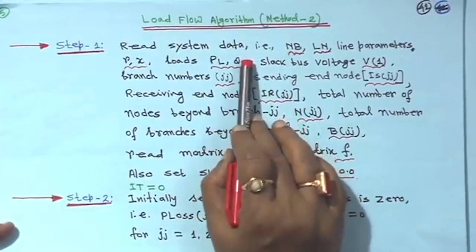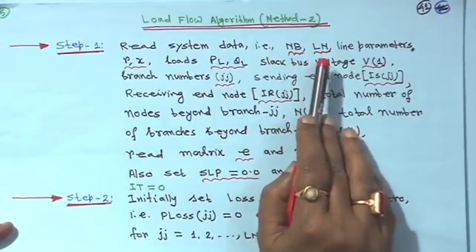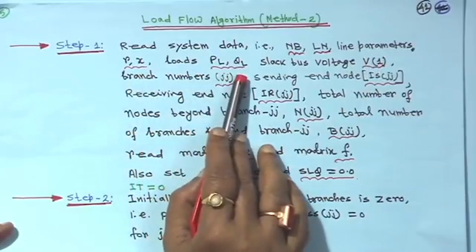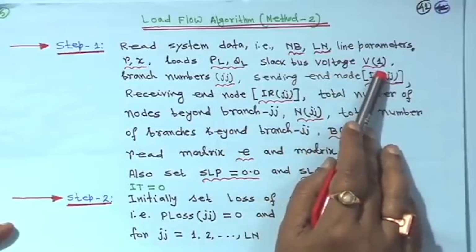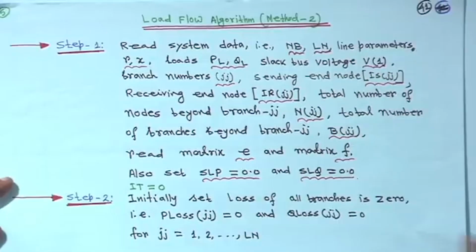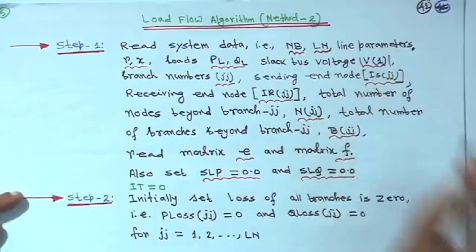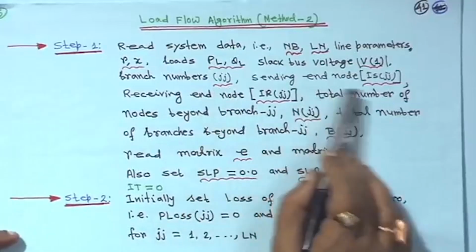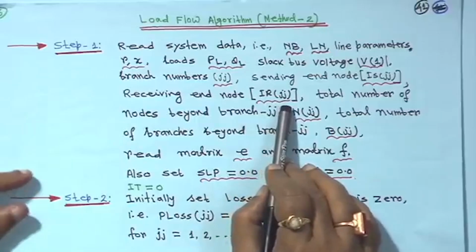So, first you have to read the system data: NB, the total number of nodes; ln, the number of branches; then line parameters, that is your R and X; loads PL and QL at every node; then slack bus voltage V1, your magnitude of course. Here angles are not required. So, what I can do is make it voltage magnitude, and then branch number JJ, that table, sending and receiving end also: sending end node ISJJ, receiving end node IRJJ. All in tabular form I have given to you.